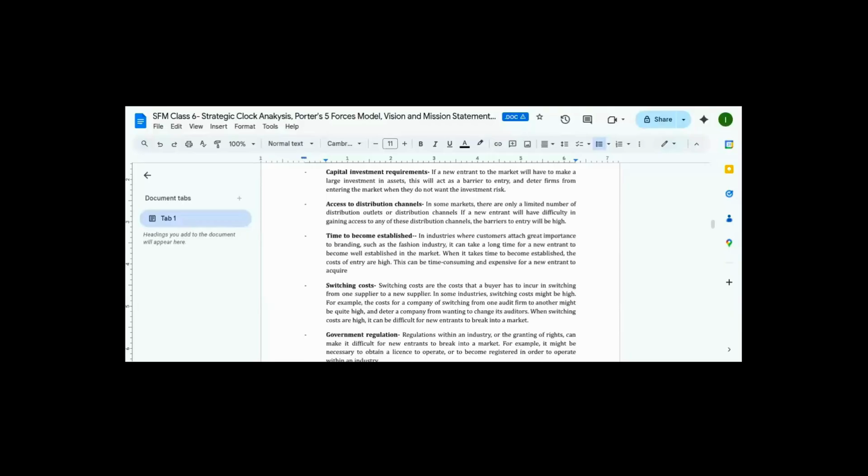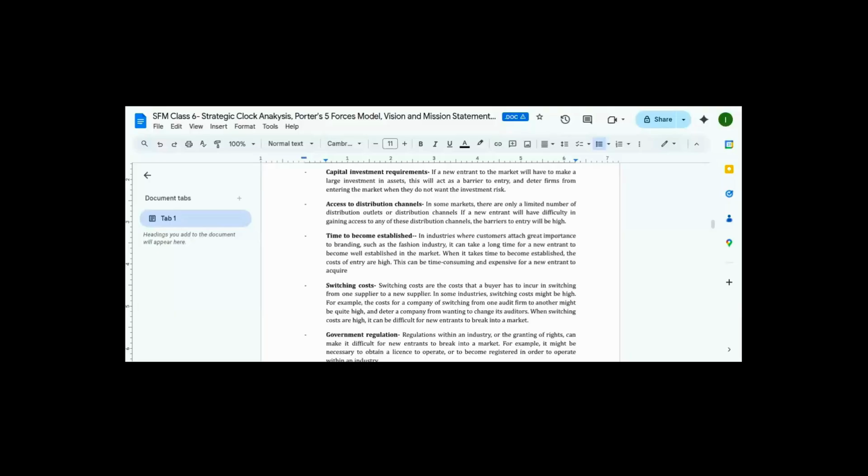And when it takes time to become established, the cost of entry is high. So this can be time consuming and expensive for a new entrant to acquire. If it will take a long time for our brand to be known in the market, then it will discourage us from launching the products.